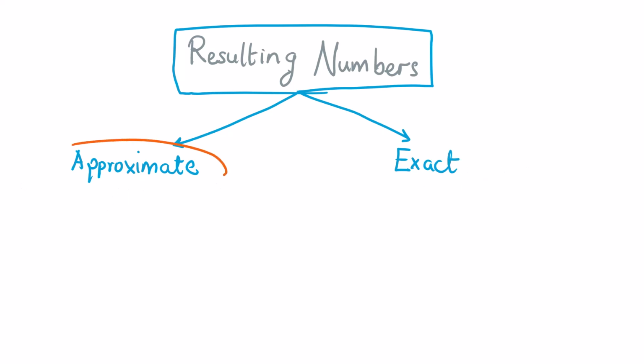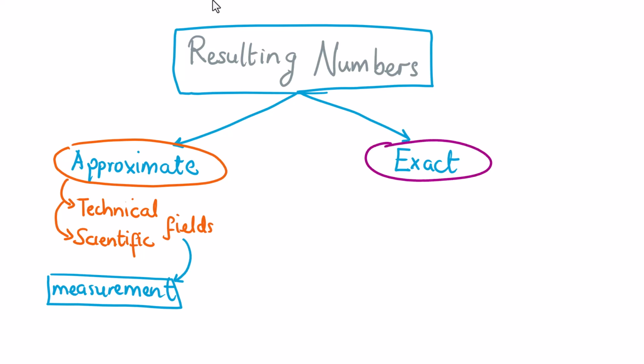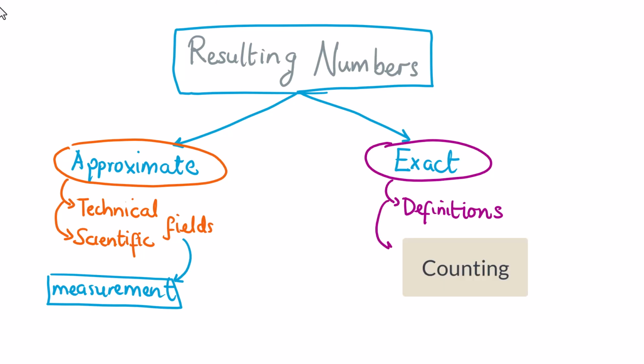Approximate numbers are usually applied to anything that involves technical or scientific work, which is based on measurements and units of measurement, rather than on a known definition. On the other hand, exact numbers mainly come from definitions or from a counting process.